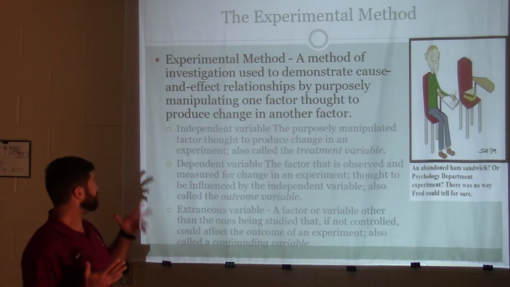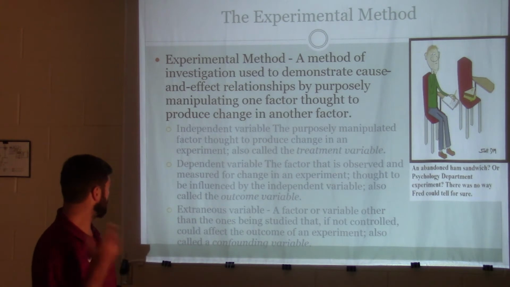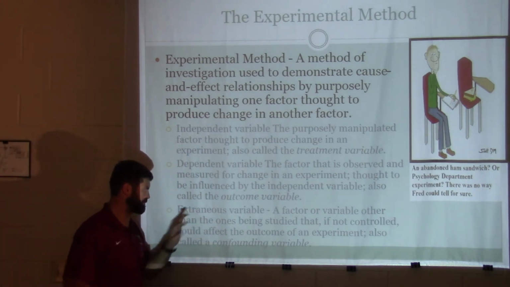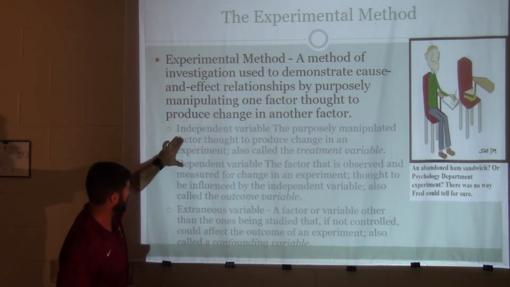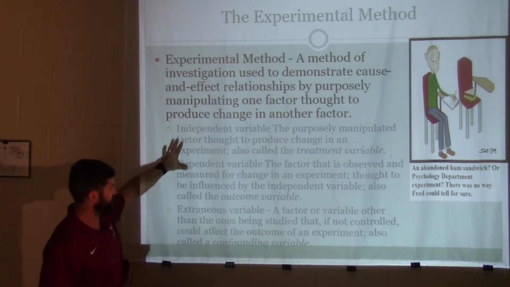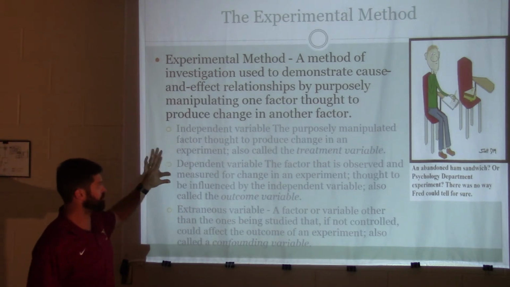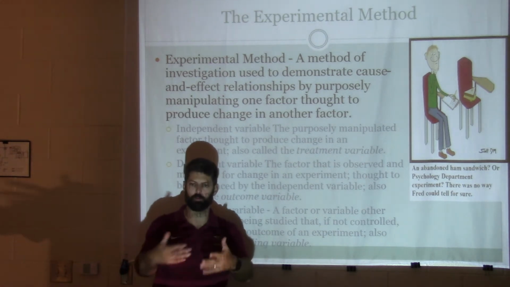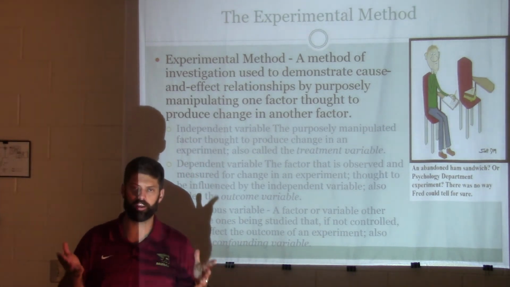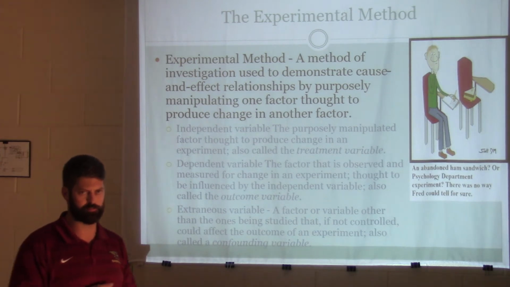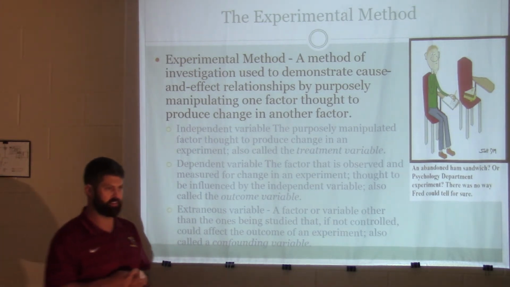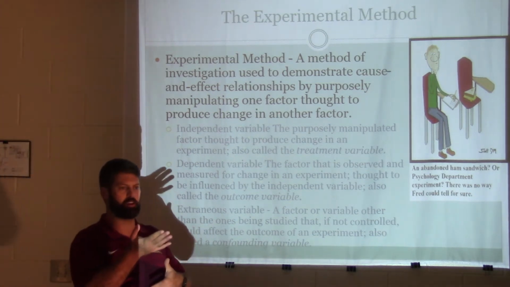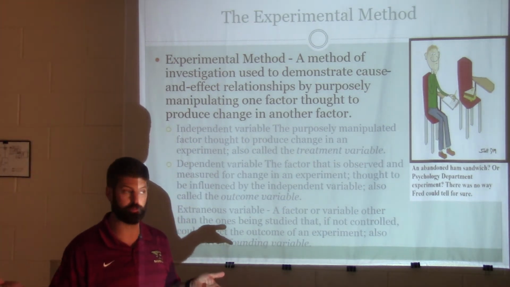The experimental method. This is running an experiment, so we'll talk about these things, but we need to know the difference between the independent, dependent, and extraneous variables. These two are really important, right? Independent variable, the purposely manipulated factor thought to produce change in an experiment. It's also called the treatment variable. It's what you are treated with, right? It's probably, in our case, in our example right now, a drug of some sort, right? The independent variable, we give the drug to somebody and we watch what happens to the person in our experiment.